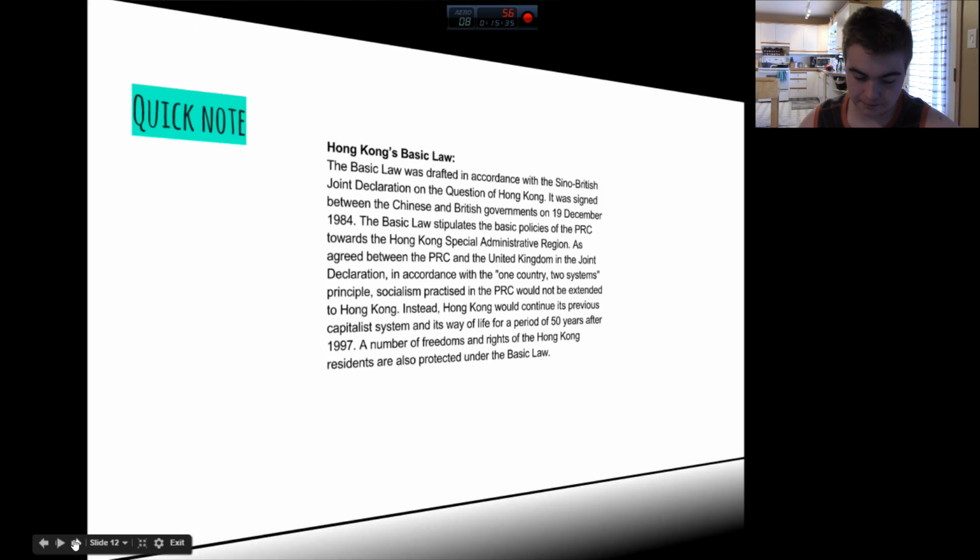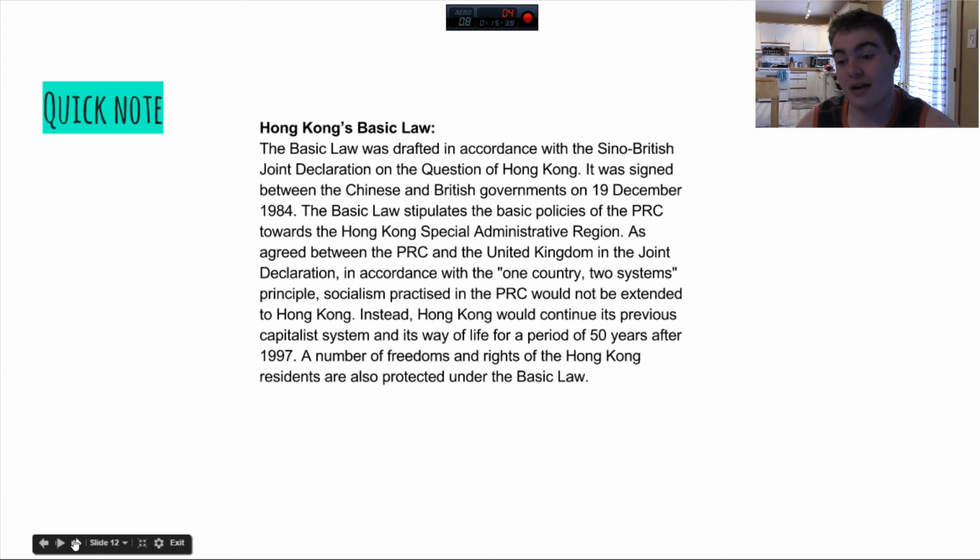Quick note. The Basic Law was drafted in accordance with the Sino-British Joint Declaration on the question of Hong Kong. It was signed between the Chinese and British governments on December 19th, 1984. This Basic Law stipulates the basic policies of the PRC towards the Hong Kong Special Administrative Region. It's right here, if you can read, I'll leave it for a second.